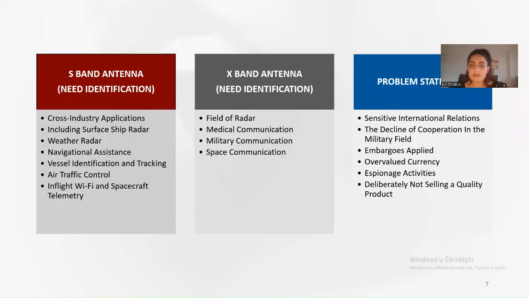Accurately defining the needs and explaining the problem is important to the progress of the project. Need identification is the process of discovering a customer's or consumer's requirements, constraints, pain points, and motivations. S-band antenna need identifications: cross-industry applications, weather radar, navigational assistance, air traffic control. X-band antenna need identifications: field of radar, medical, military, space communications. Problem statement: sensitive international relations, the decline of cooperation in the military field, overvalued accuracy.